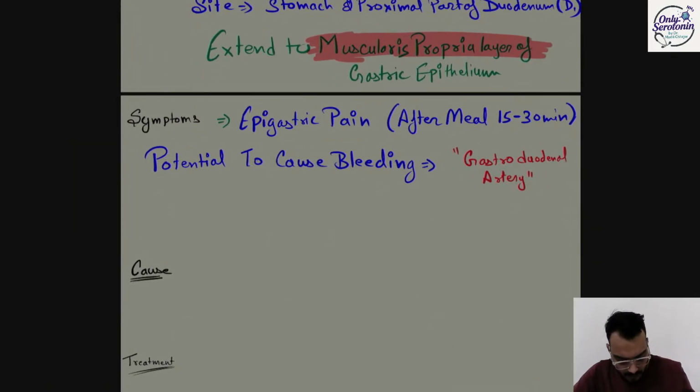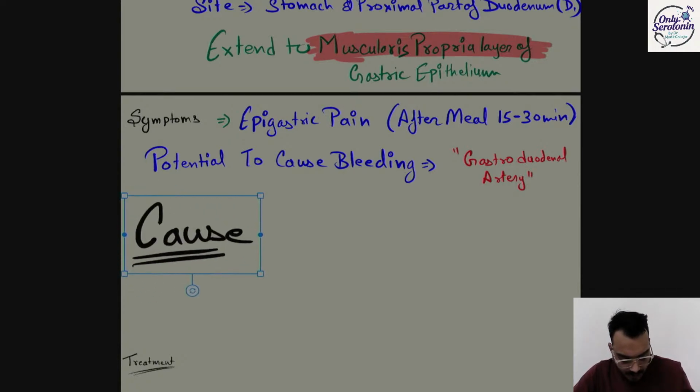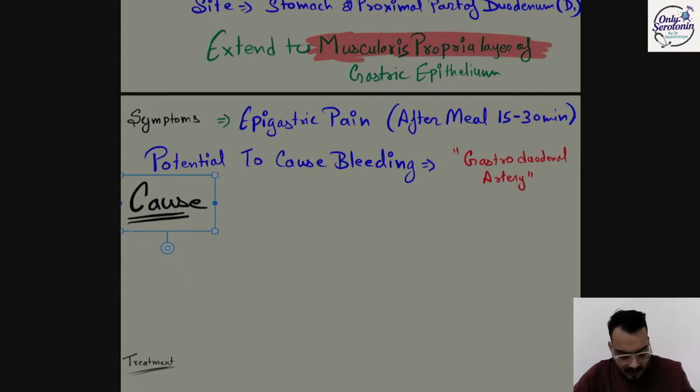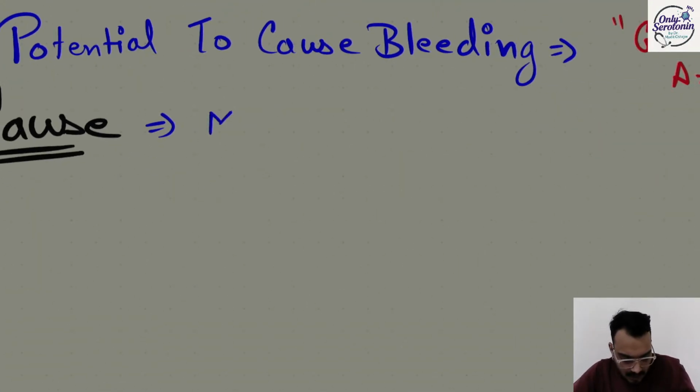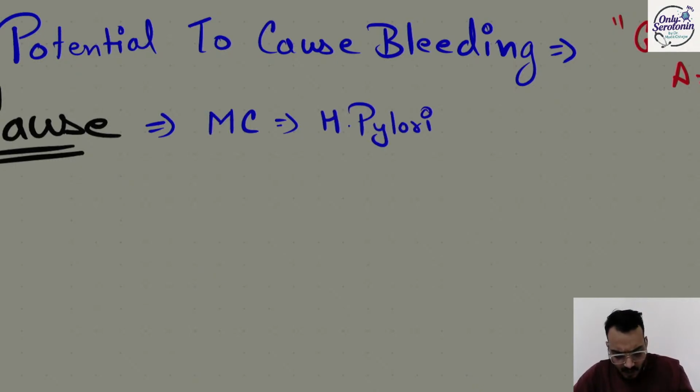Now, let's talk about causes. What are the causes this person is going to have? So we are going to have two important causes, guys. Out of them, the first, which is the most common cause, is a bacteria, and the name of the bacteria is H. pylori. We call it Helicobacter pylori.